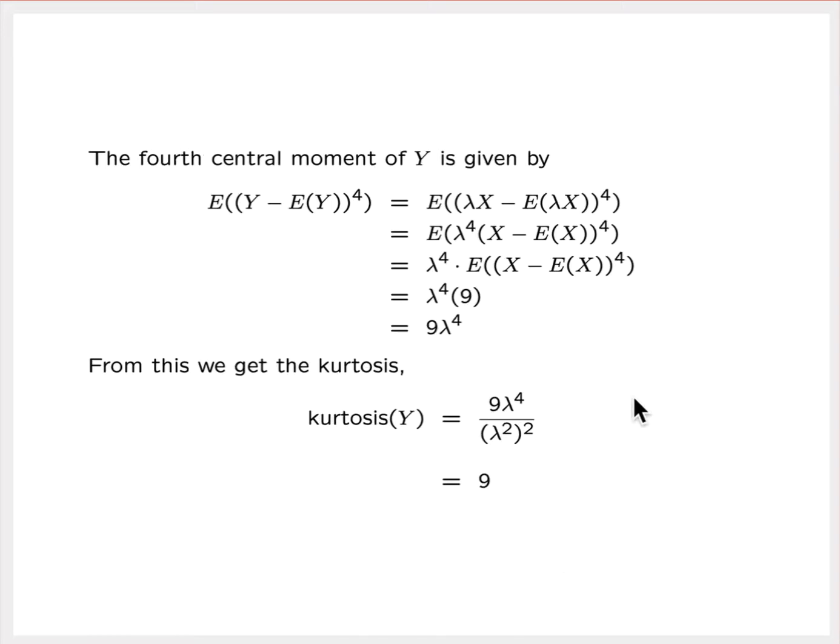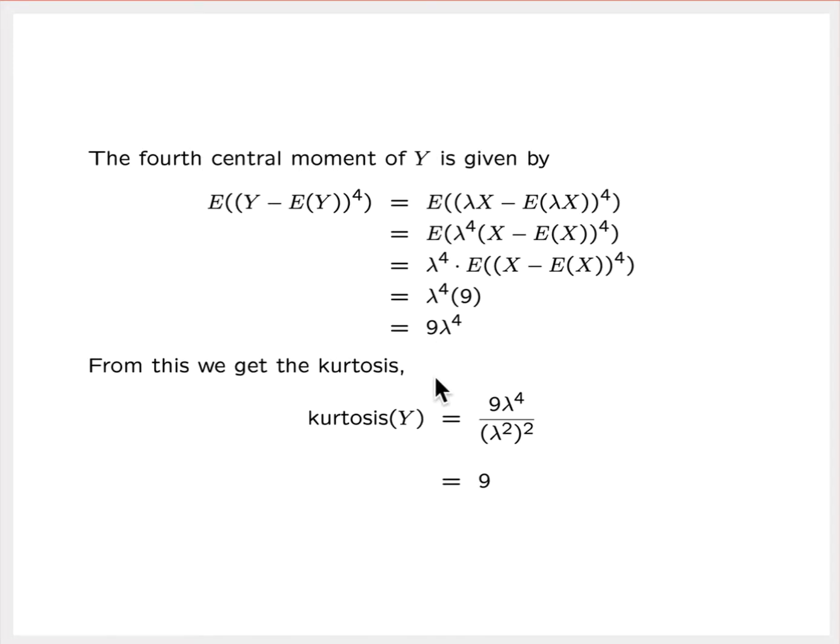And then finally, we can find the fourth central moment of the distribution of y. Again, by factoring out the lambda, this time it's raised to the 4th power. And so we have lambda to the 4th times the 4th central moment of the distribution of x, that's the special case exponential. We showed that to be 9. And so the 4th central moment of the distribution of y is 9 times lambda to the 4th.